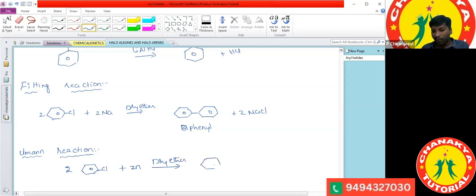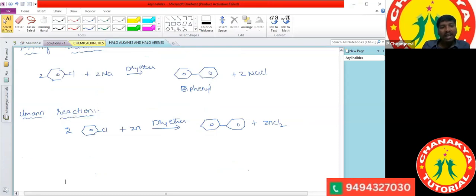So what is the product it forms? It forms biphenyl as one product. Another product is ZnCl2. Now you got the clarity until here. Okay. Now here one more is there.